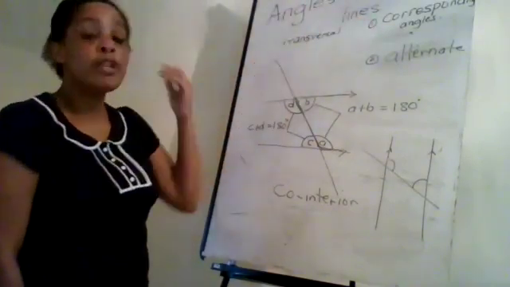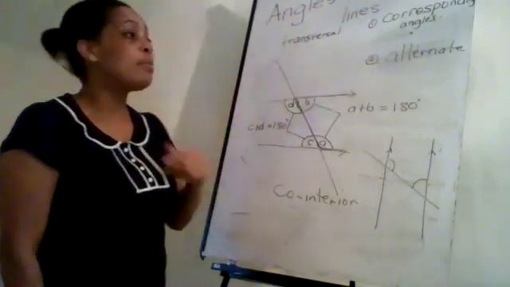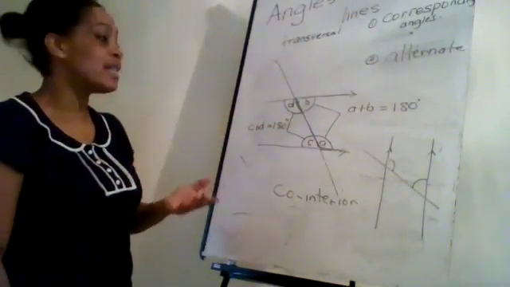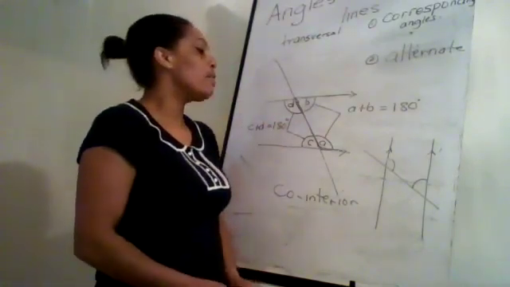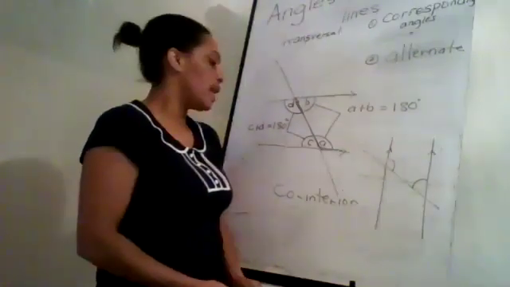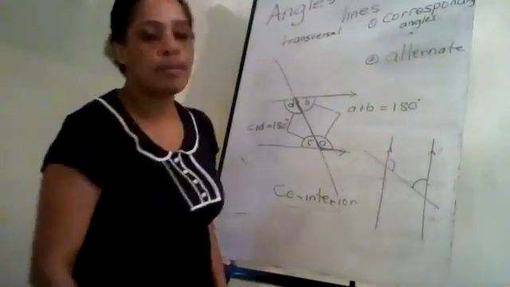Corresponding angles can be visualized by looking for the letter F. Alternate angles can be visualized by looking for the letter Z. And co-interior angles can be visualized by looking for the letter U or the letter C. Okay, we'll come back to that.